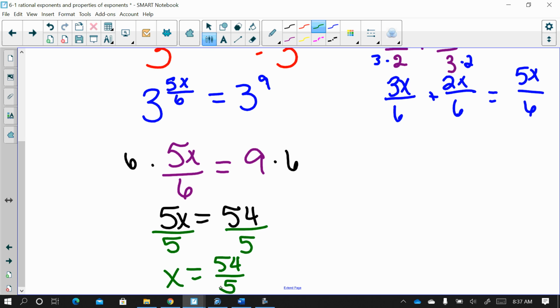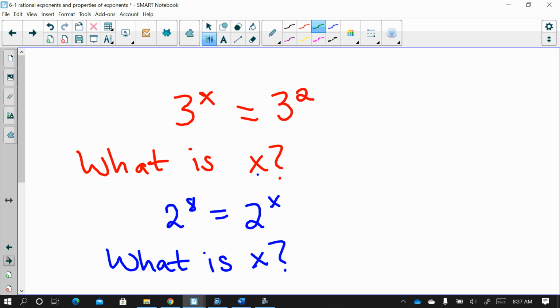Okay, so let's just think that through again. Okay, some easier examples here. 3 to the x equals 3 squared. Well, these have to be the same, so the exponents have to be the same. So x has to equal 2.